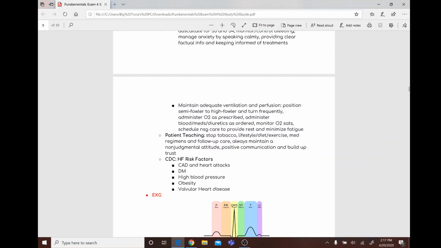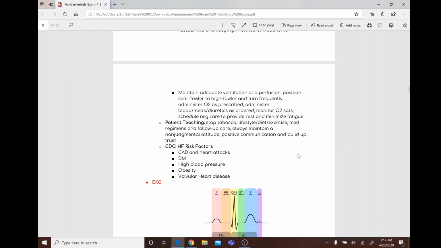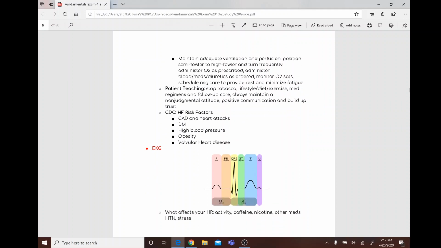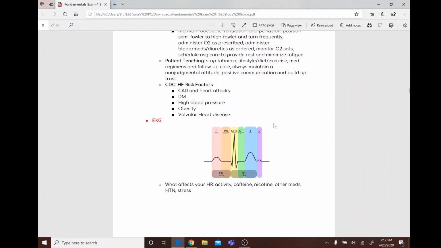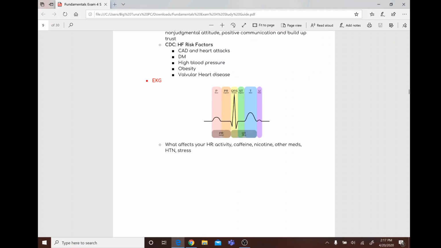Okay. So I'm going to teach the patients to stop smoking, get a better diet, lifestyle, and exercise regimen, and follow their meds. What are the heart failure risk factors identified by the CDC? CAD, MI, diabetes, high blood pressure, obesity, valvular heart disease.